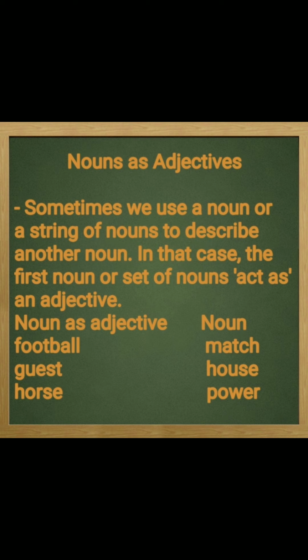Then guest house. House is a noun, guest is a noun. So guest house, what kind of house are we talking about? It's a guest house. Then horsepower. Both are nouns, but here horse is a noun that acts as an adjective. What kind of power? Horsepower. So that's how sometimes nouns in a sentence act as adjectives when we use a string of nouns to describe another noun.